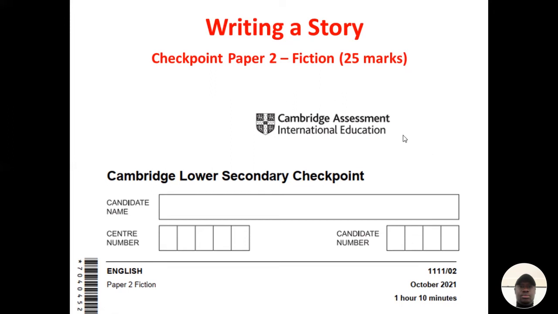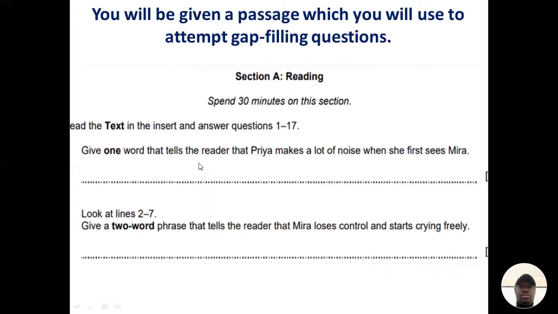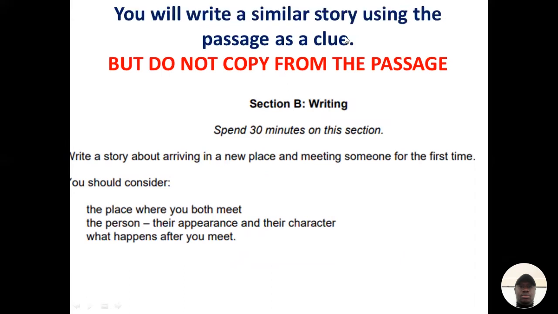So let's begin. And remember, you have 1 hour, 10 minutes. Approximately, for the story part, you should spend not less than 30 minutes. Now, this is what they will do first. In the whole paper, they will give you a passage to read and answer some gap filling questions, which is the reading part. When you are done with that, they will now give you a section B. Now, the question will look like the passage that they gave you. You will write a similar story using the passage as a clue.